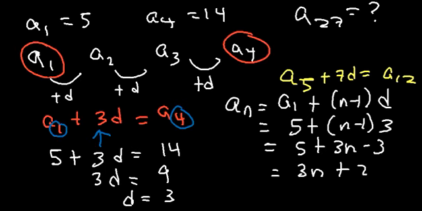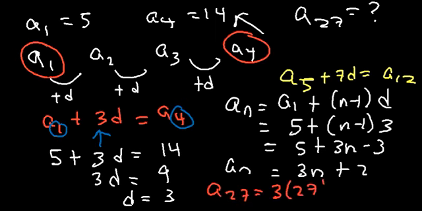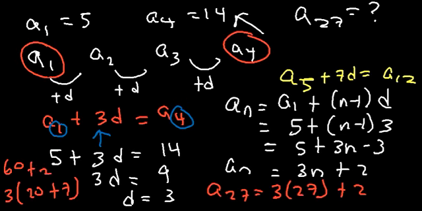If we plug in 4, 3 times 4 is 12. 12 plus 2 is 14. So this equation works. So now let's find the 27th term. That's 3 times 27 plus 2. 3 times 27 is the same as 3 times 20 plus 7. 3 times 20 is 60, and 3 times 7 is 21. 60 plus 21 is 81. So 81 plus 2, that's 83. So that's the 27th term.